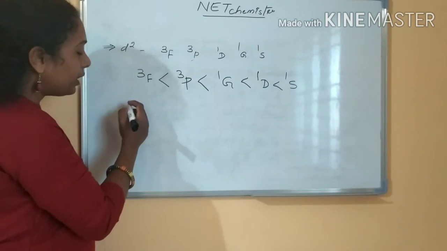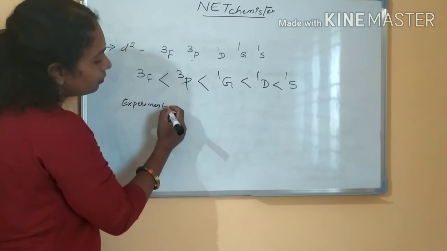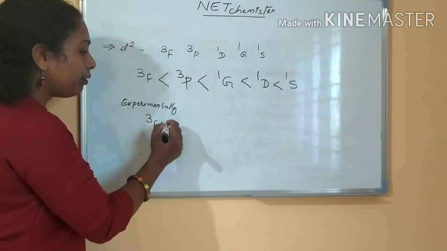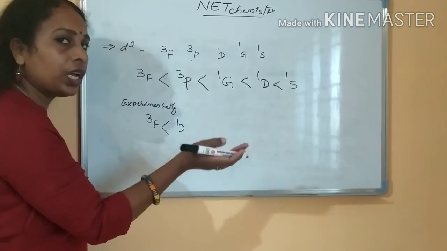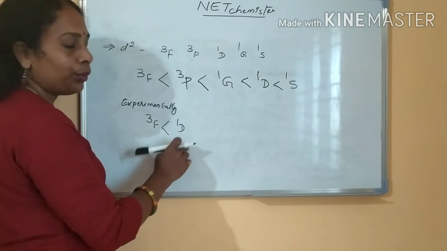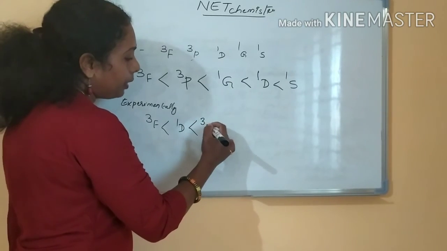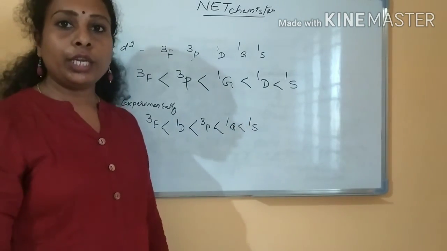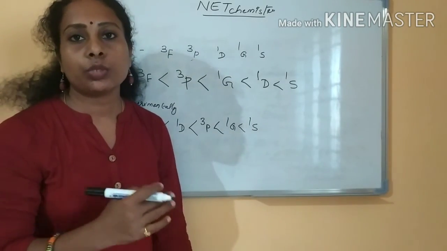But there is a slight deviation in experiment. Experimentally, there is a slight order difference. After 3F, it is 1D. This is the experimental observation; otherwise you should apply Hund's rule. Here it is an experimental observation for d2. It comes after 3F. 1D is the lowest energy, then only 3P, then 1G and 1S. For the d2 orbital case, d2 coupling, this is the order of term symbols, from lowest energy to highest energy.